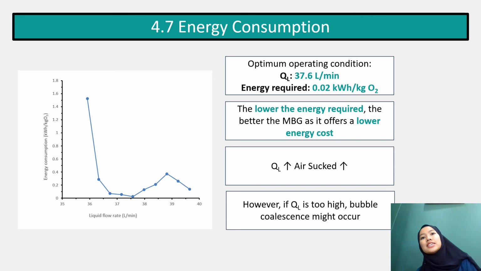As you can see, when QL increases, the air suction also increases. But unfortunately, at about 38 liters per minute, the energy consumption started to increase. Why? Because when QL is too high, bubble coalescence might occur, which would affect the mass transfer coefficient. So this is why the energy consumption started to rise at about 38 liters per minute and above. Now moving on to the next.